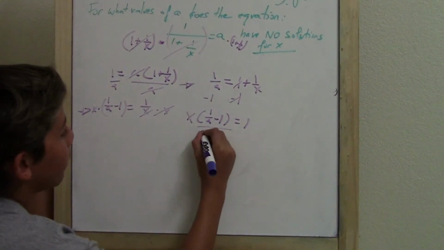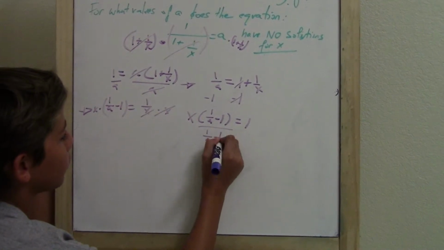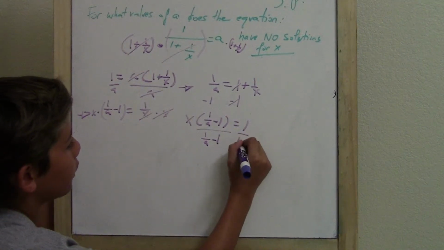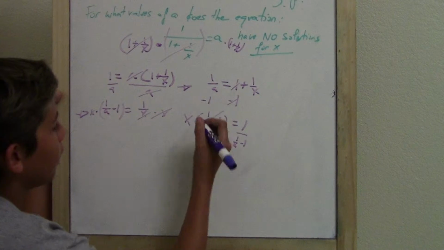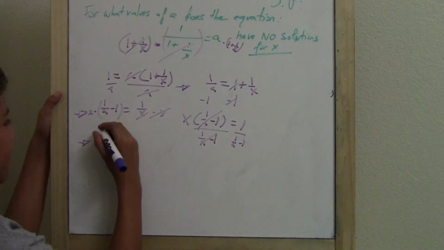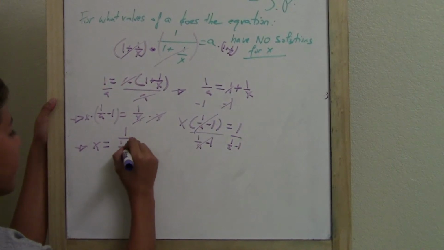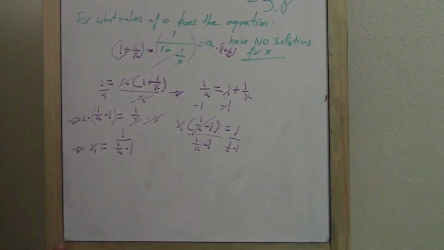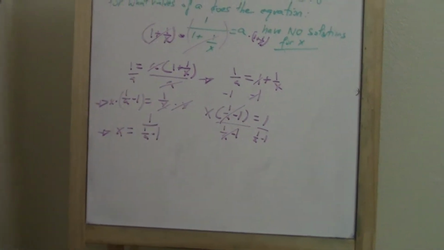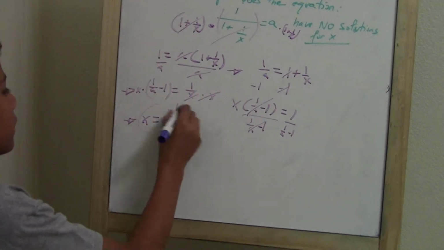Now I can divide by 1 over A minus 1. And voila, I have x is equal to 1 over (1 over A minus 1). That seems like the opposite of this, but yeah, that's what it is.